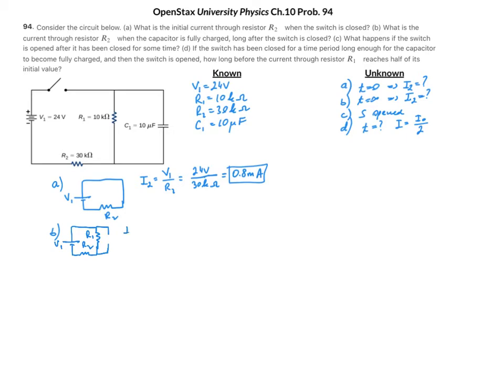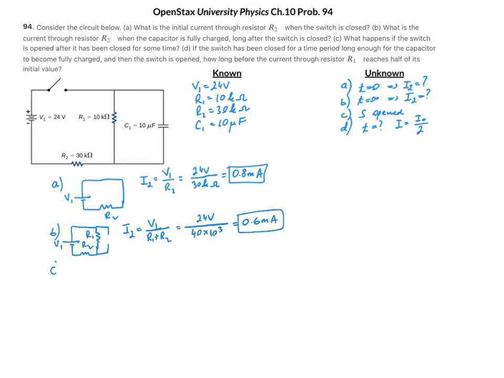So then when we solve for I2, by Ohm's law, it's going to be V1 divided by the equivalent resistance, and R1 and R2 are connected in series. So I have R1 plus R2 here. So V1 is still 24 volts divided by 30 plus 10, that's 40 times 10 to the third ohms, and we end up with 0.6 milliamps.